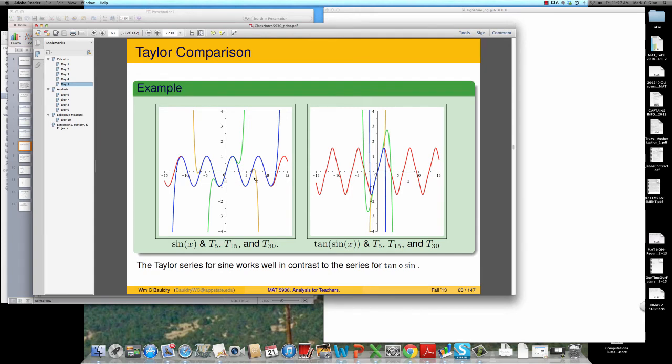Sine works pretty well. We get good approximation. This tangent of the sine, not so much. I mean, we never expand and get too far out. So just an example of how Taylor series sometimes can very well approximate a function, other times don't do such a good job.